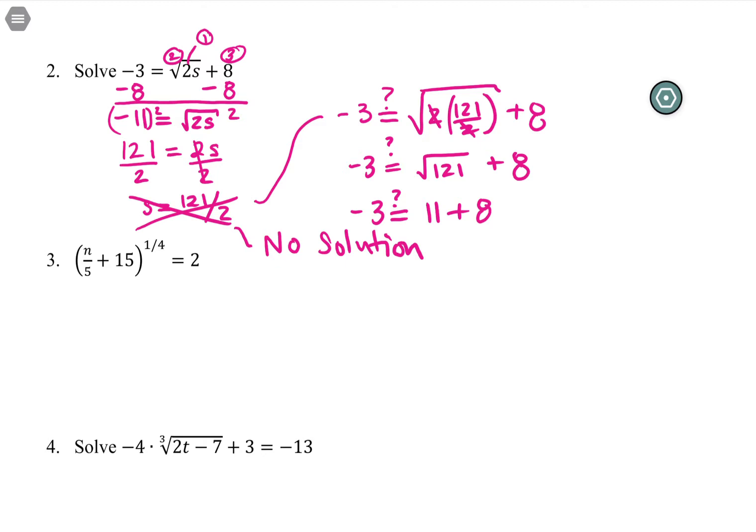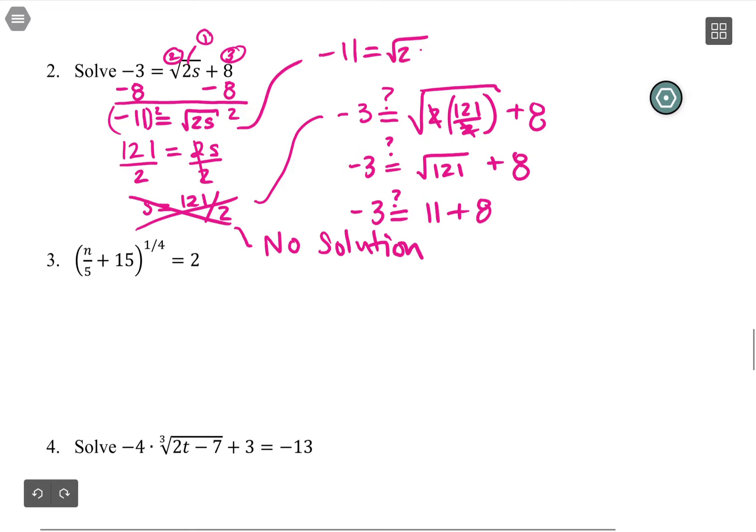Even we could kind of see it if you watch as you go. Sometimes you can see them coming. Right in this step, negative 11 equals the square root of 2s. I can actually see there that that's going to be a problem because it's a positive root and you're not going to get a negative number out of it. So no solution is our final answer.